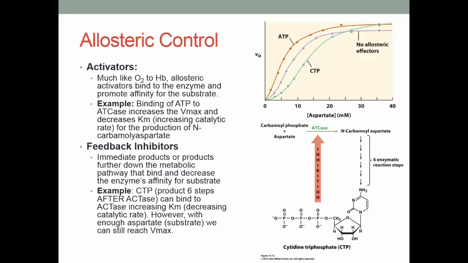Feedback inhibitors can either be direct products or products further down the metabolic pathway that can bind and decrease the enzyme's affinity for the substrate, therefore slowing down the entire metabolic pathway. For example, CTP, which is a product 6 steps after ATCase, can bind to ATCase, increasing the Km. However, because this is a type of competitive inhibition, if there is a buildup of aspartate, which is the substrate for ATCase, we can overcome this inhibition and still reach Vmax.